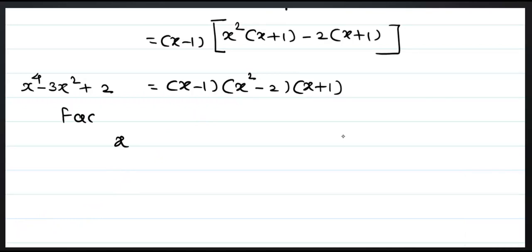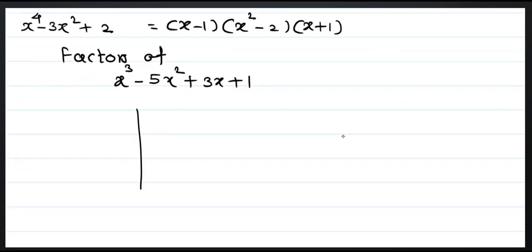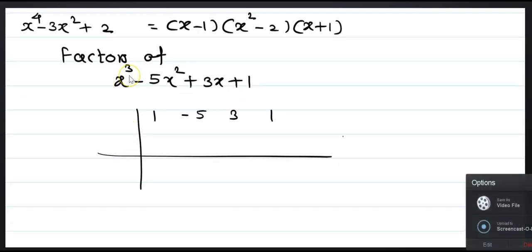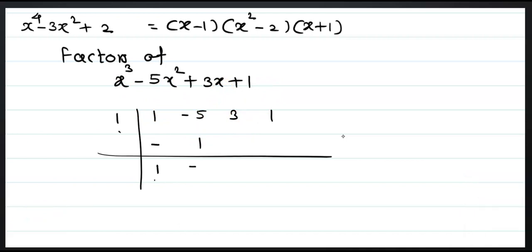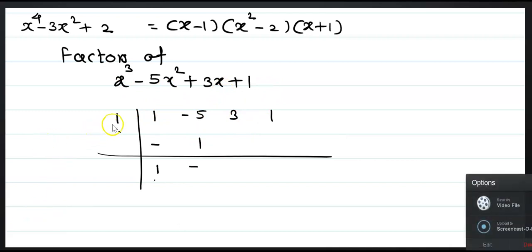Now the next factors. Factor of x cube minus 5x square plus 3x plus 1. The given polynomial is in the standard form. That is, the order is 3 here. Coefficients are 1, minus 5, 3, 1. Therefore, keep 1 as it is. 1 into 1 is 1. Minus 5 plus 1 is minus 4.